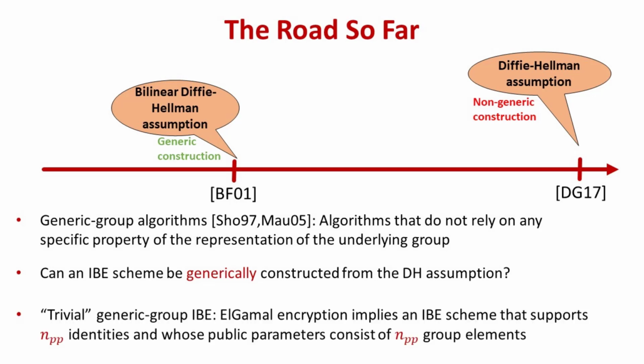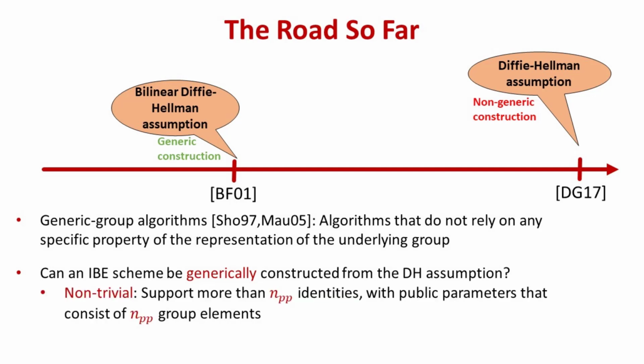Note that, in fact, any public key encryption scheme can be used to construct a somewhat trivial identity-based encryption scheme, where the length of its public parameters scales linearly with the number of identities. In particular, ElGamal encryption yields a generic group IBE scheme that supports N identities and whose public parameters consist of N group elements, not including the group's generator. Therefore, we need to refine our question by considering non-trivial generic group IBE schemes. Schemes that support more than N identities with public parameters that consist of N group elements.